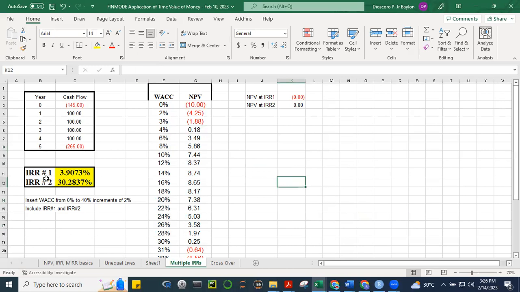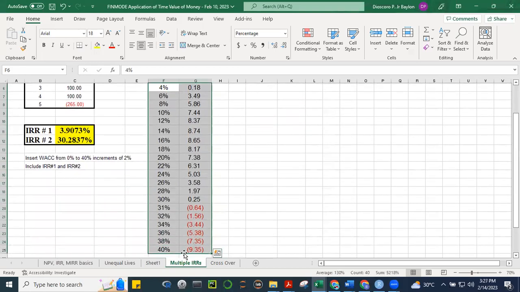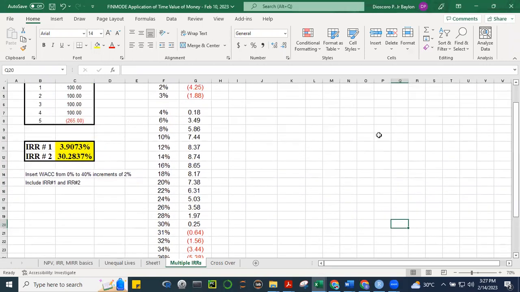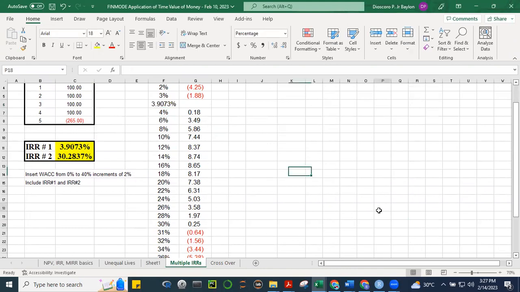So, ilalagay natin dito yung IRR. So, yung 3.9073, it's between 3% and 4%. So, let me insert here. Insert ko siya. And then, I'm going to equate this equal to yung unang IRR natin. This is our first IRR. And if I copy this down, yung formula ng NPV, kita mo zero, di ba?